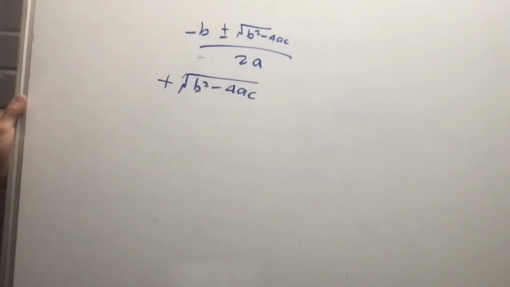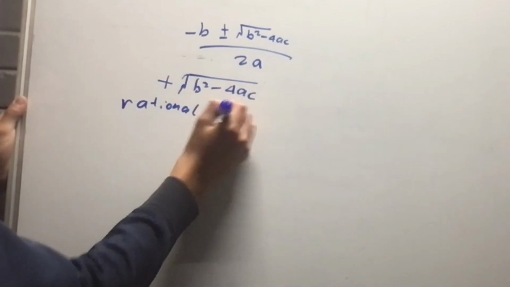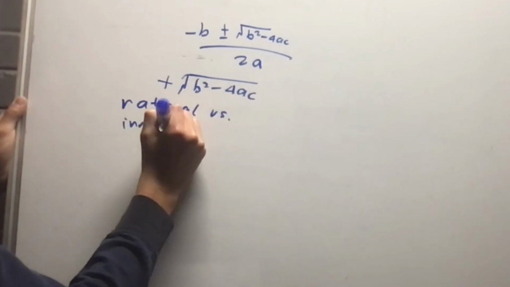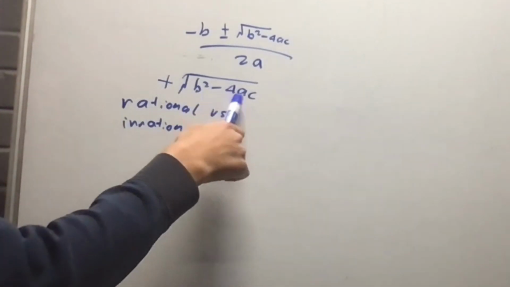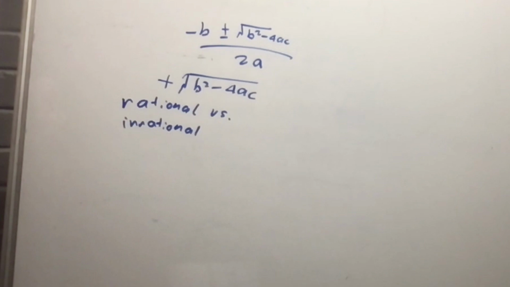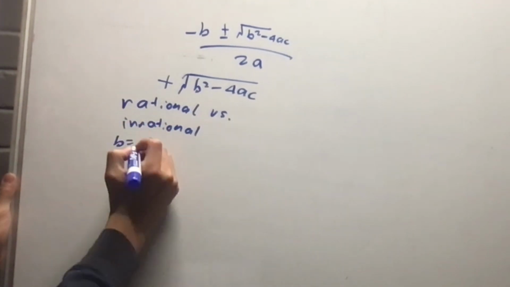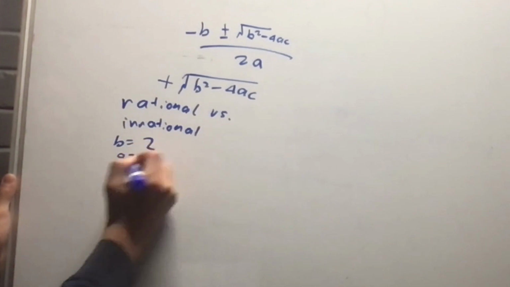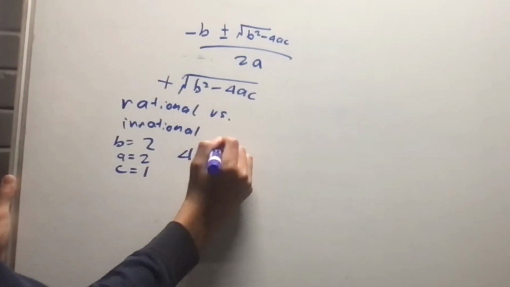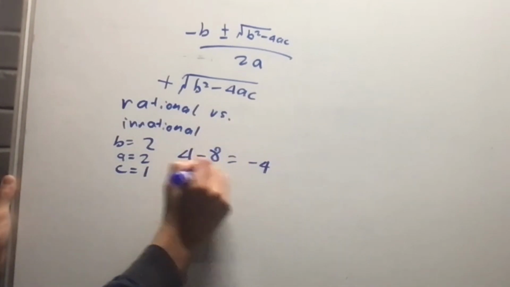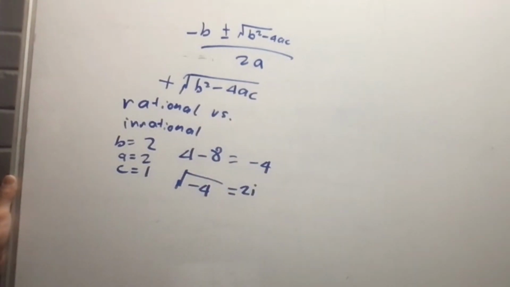Another type we're going to talk about is rational versus irrational solutions. For a solution to be rational, b squared minus 4ac has to be positive. For example, if b equals 2, a equals 2, and c equals 1, we get 4 minus 8 equals negative 4, and then we would get the square root of negative 4, which is 2i, which is imaginary.